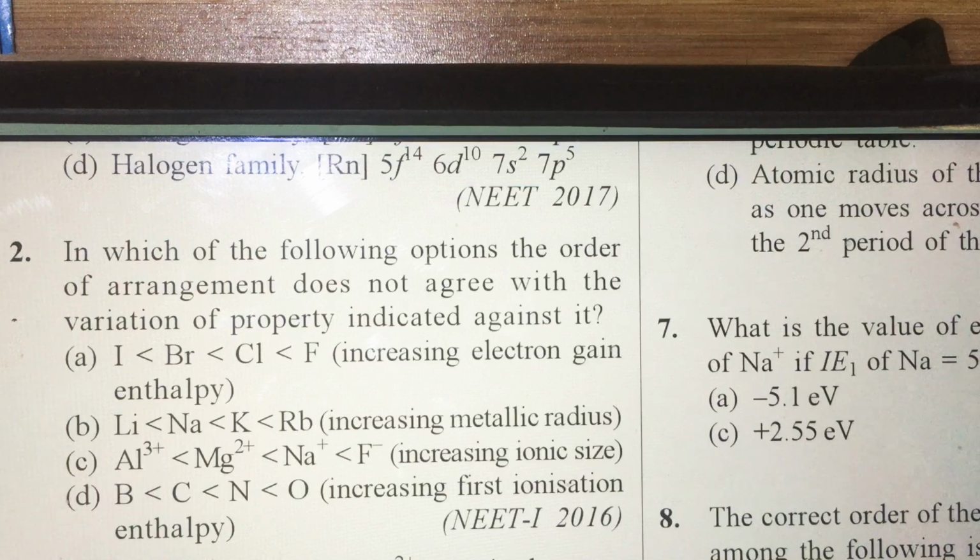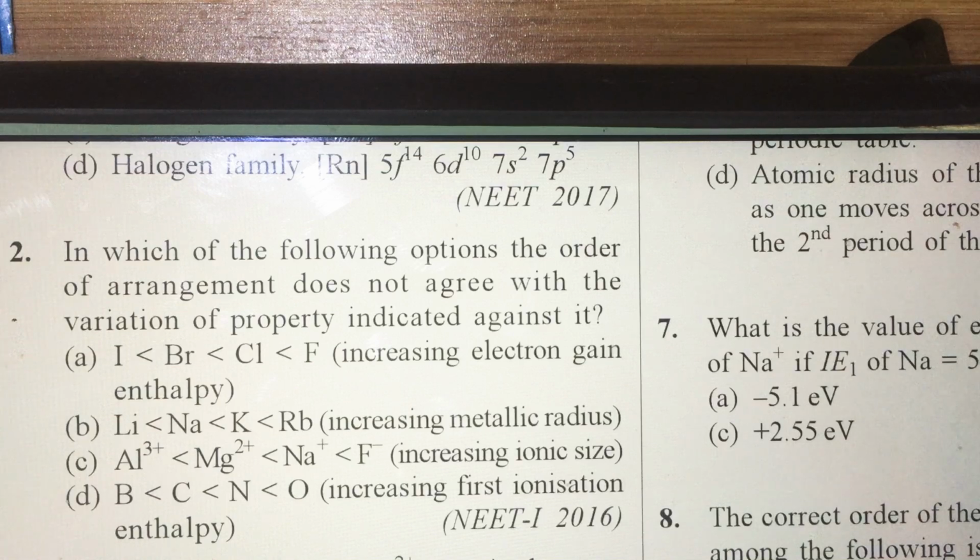The increase in metallic radius down a group is correct. Increasing ionic size: more positive ions are smaller in size, negative ions are bigger in size, so that is right. Increasing first ionization enthalpy: definitely boron is less than carbon, carbon is less than nitrogen, and nitrogen's ionization enthalpy is greater than that of oxygen. Therefore, D is also wrong.